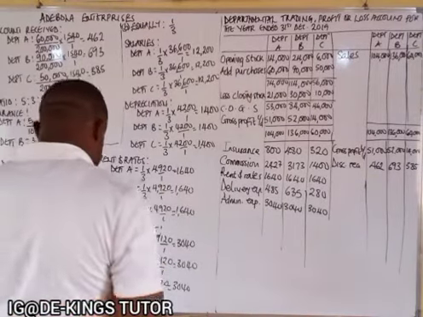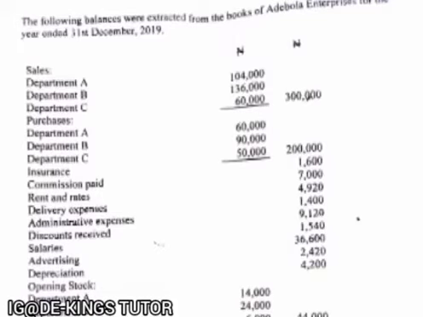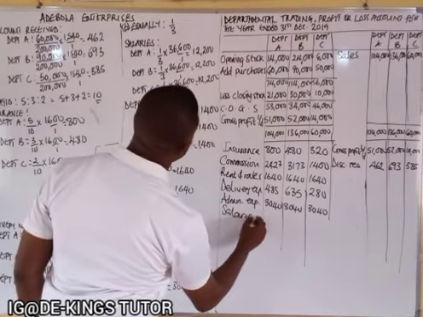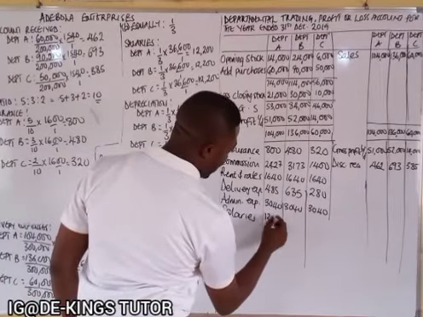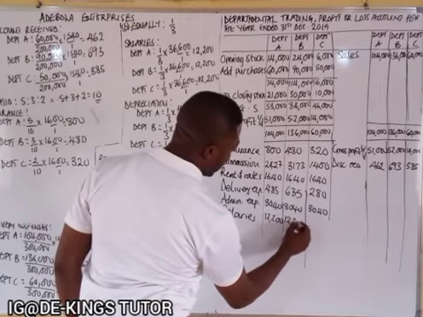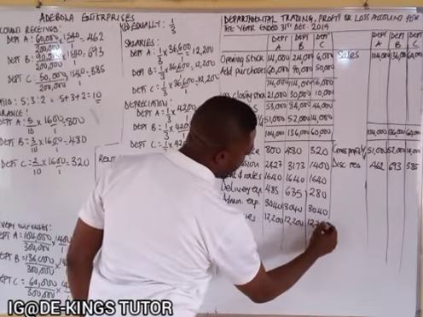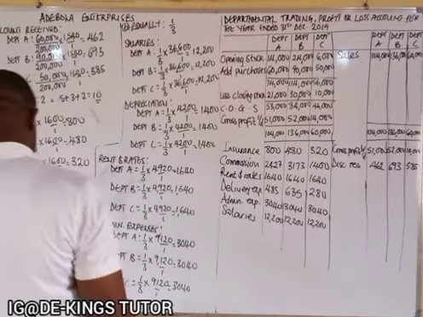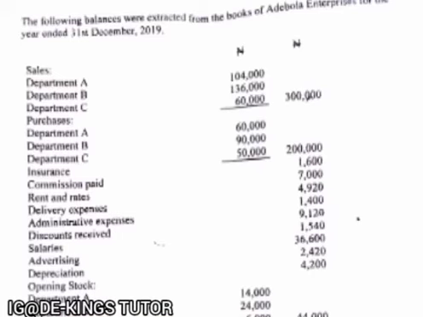The next one is salaries. We have done it here equally. So we have salaries. Department A 12,200, B 12,200, C 12,200. Okay, that's for salaries.